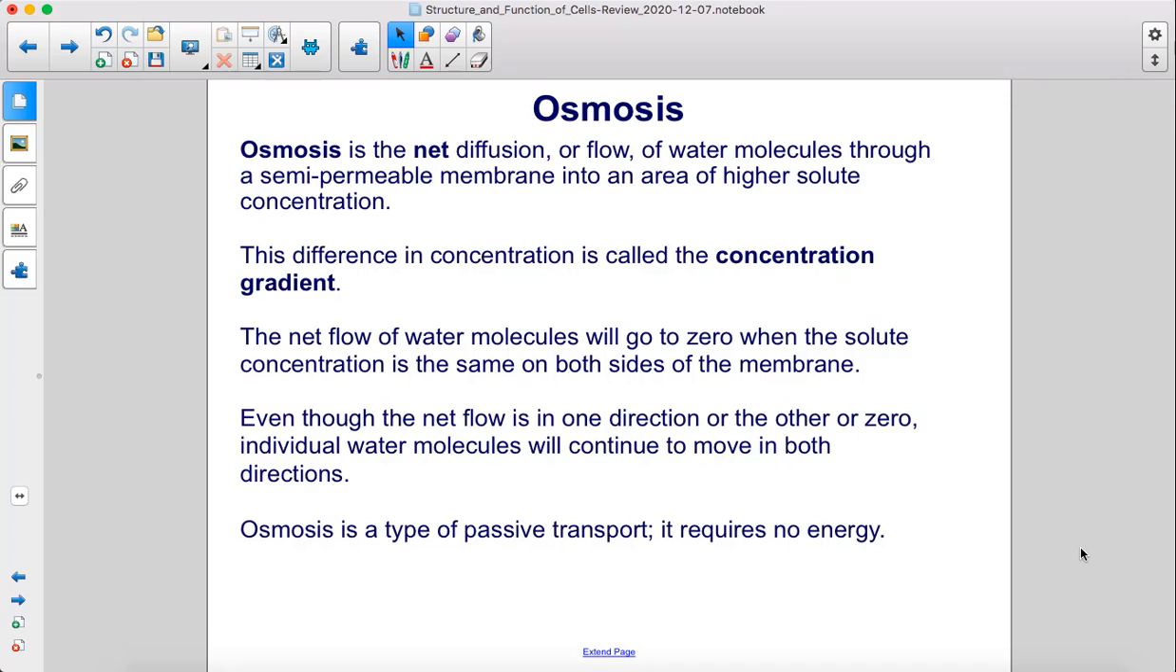Osmosis is the net diffusion or flow of water molecules through a semi-permeable membrane into an area of higher solute concentration. This difference in concentration is called the concentration gradient. The net flow of water molecules will go to zero when the solute concentration is the same on both sides of the membrane. Even though the net flow is in one direction or the other, or zero, individual water molecules will continue to move in both directions. Osmosis is a type of passive transport. It requires no energy.